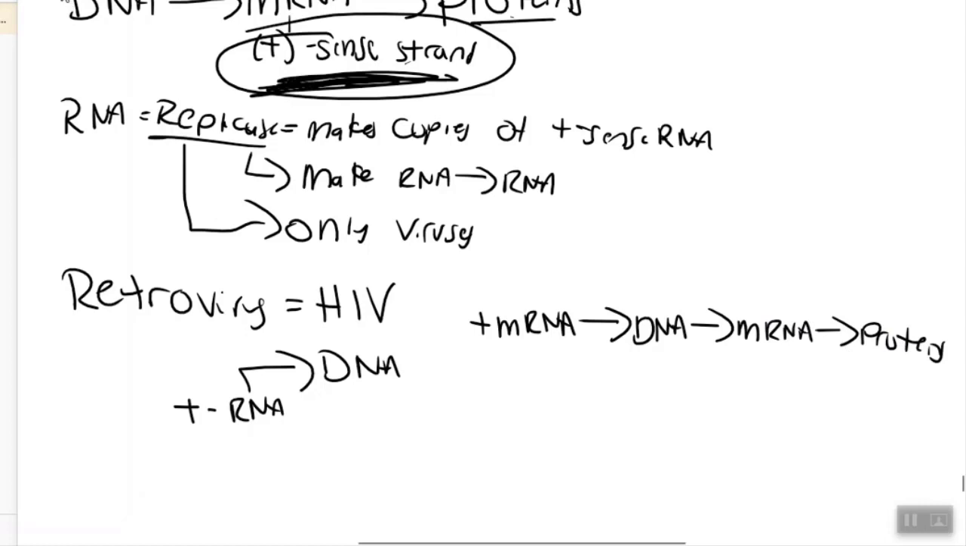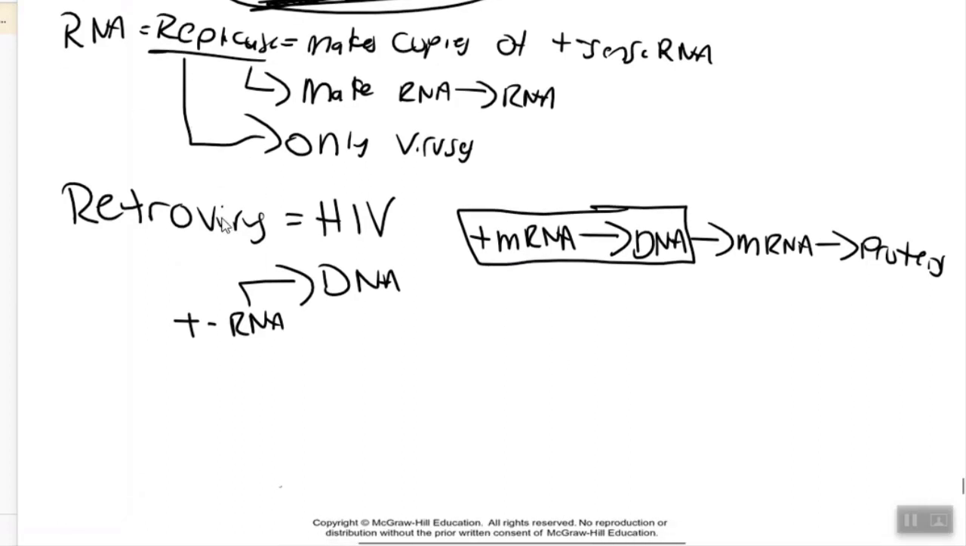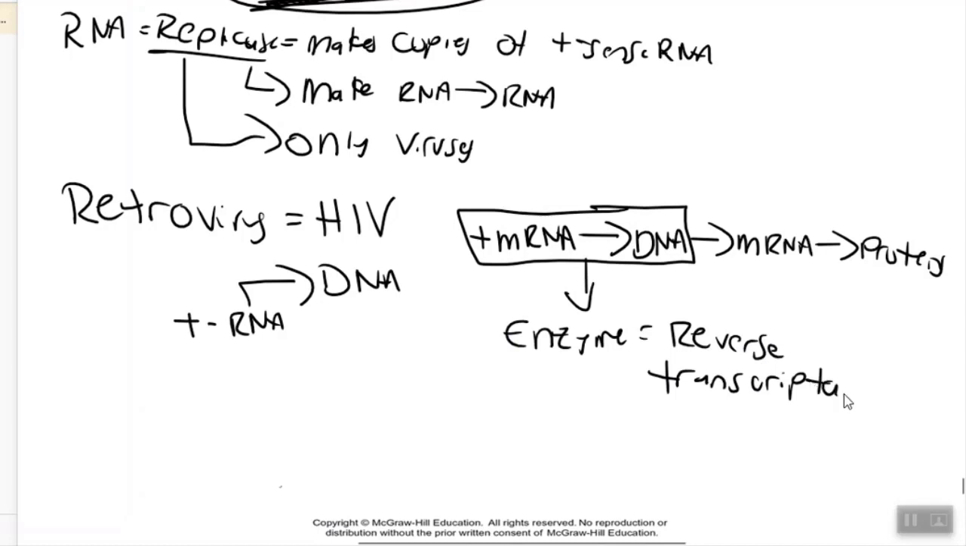So if you look up here, you can see in a normal cell, DNA goes to mRNA, but in a retrovirus, it goes backwards. That's what retro means, reverse, okay? It goes from mRNA to DNA. So retroviruses have a special enzyme that allows them to do this, and that enzyme is called reverse transcriptase. And when we start talking about HIV later in the semester, you're going to see that retroviruses will actually insert a copy of their genetic material, the DNA that they've made, into the host cell. And this is what causes HIV to be a lifelong infection.